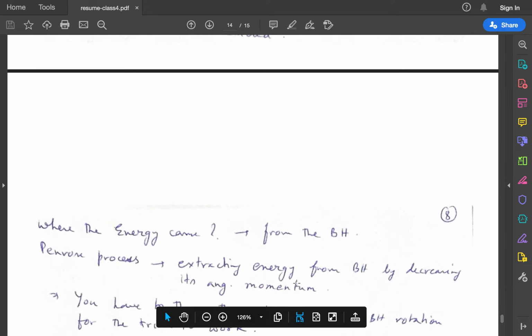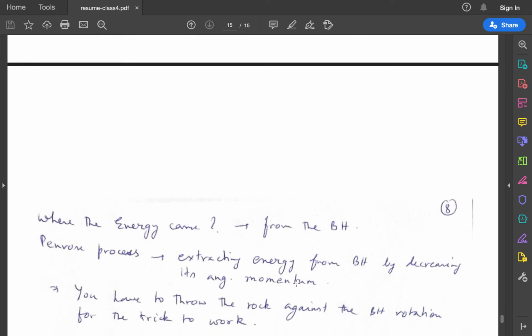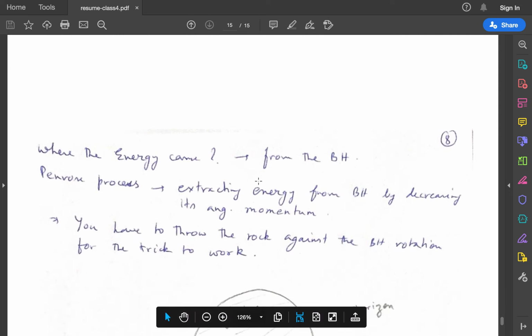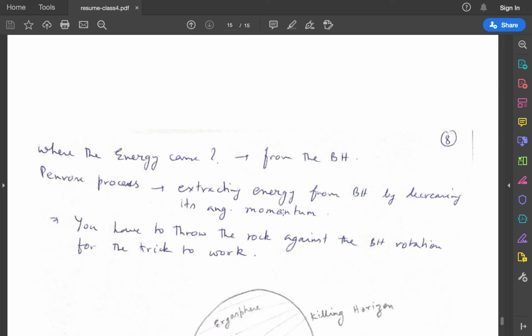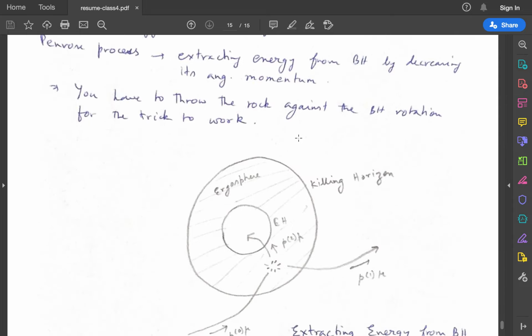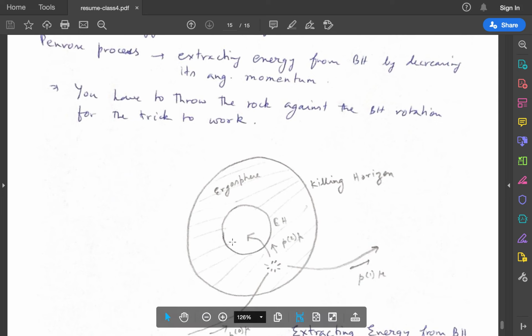Where does the energy come from? You cannot generate energy. I have extracted energy from the black hole. This process is known as the Penrose process: extracting energy from a black hole by decreasing its angular momentum. Energy is extracted from the black hole when its angular momentum decreases. So the main trick here is you have to throw the rock against the black hole's rotation for the trick to work.